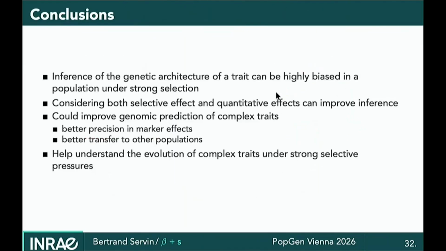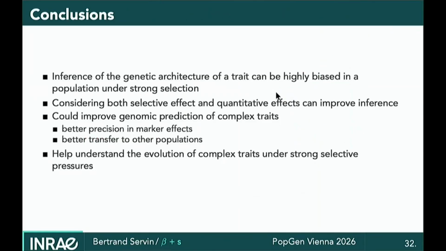Yeah. So two conclusions. We see that inference of the genetic architecture of a trait can be highly biased when you are doing analysis of a population that is under strong selection. And I would say, which is our case, right? Because this is typically the population we're working on. And considering both selective effects and quantitative effects can actually improve inference.